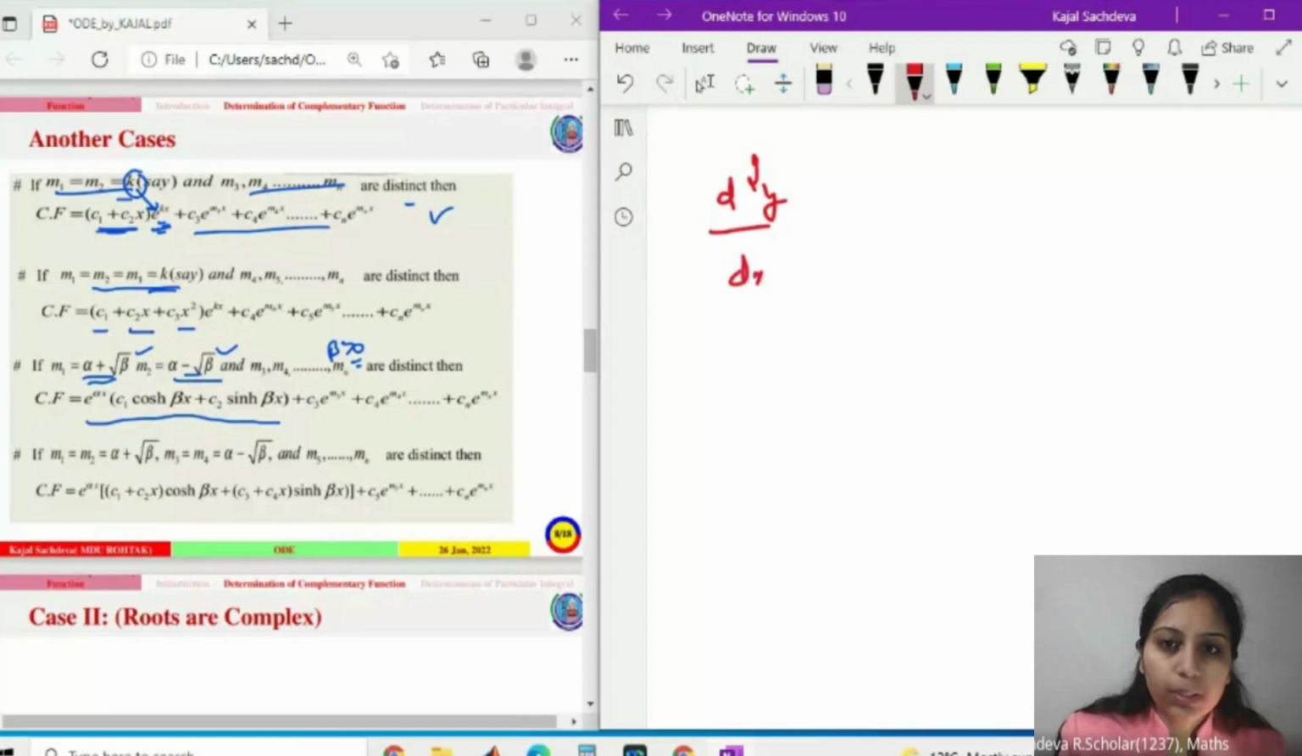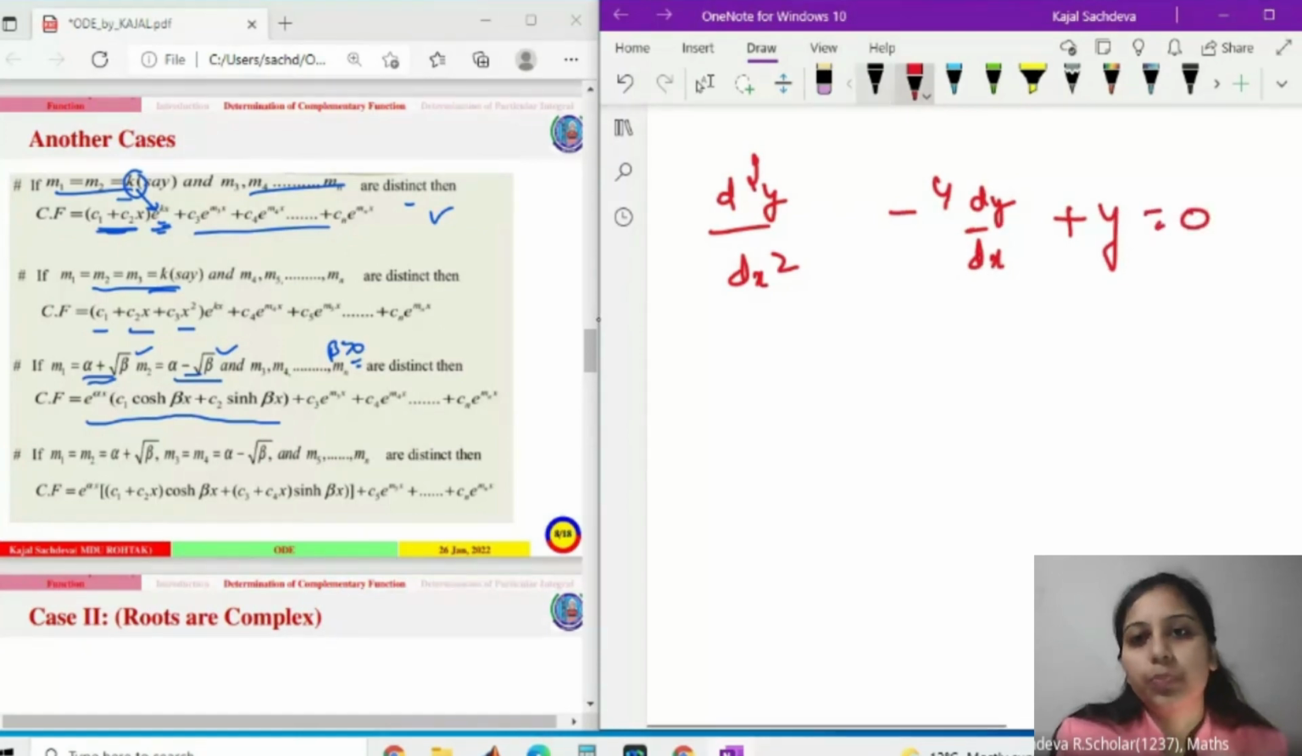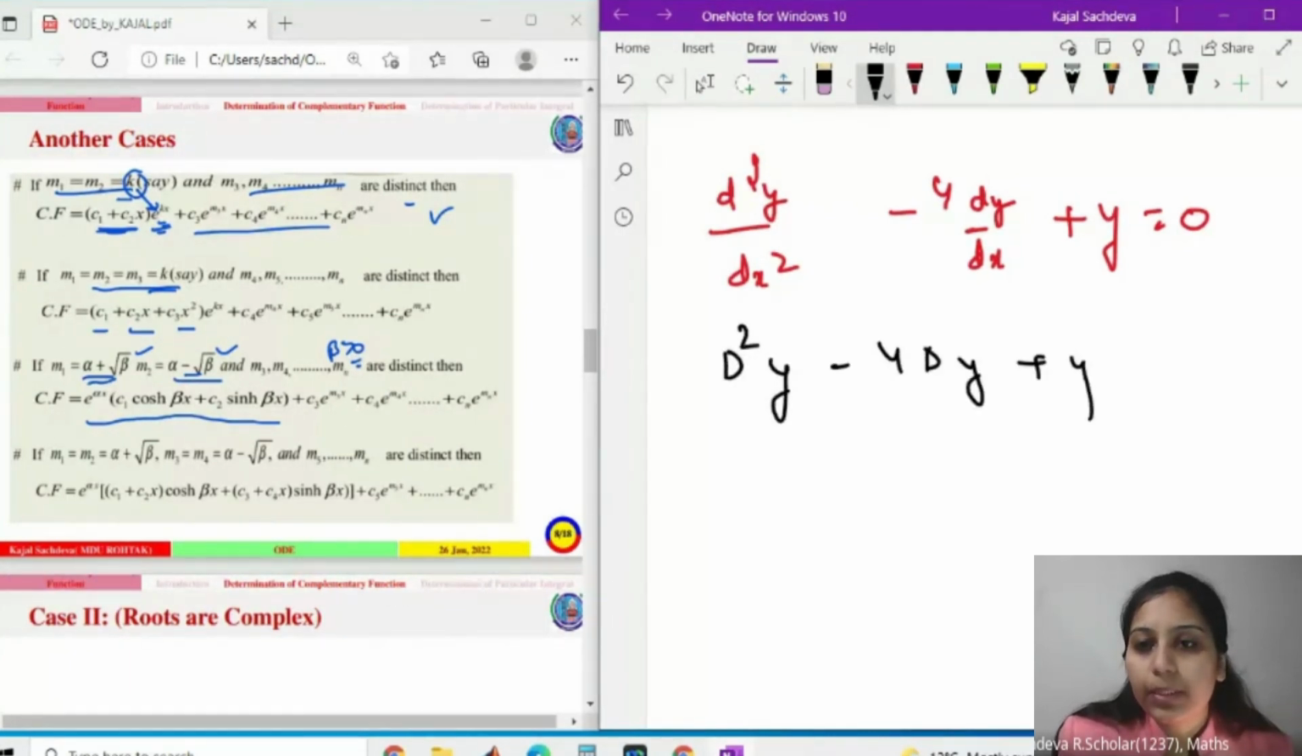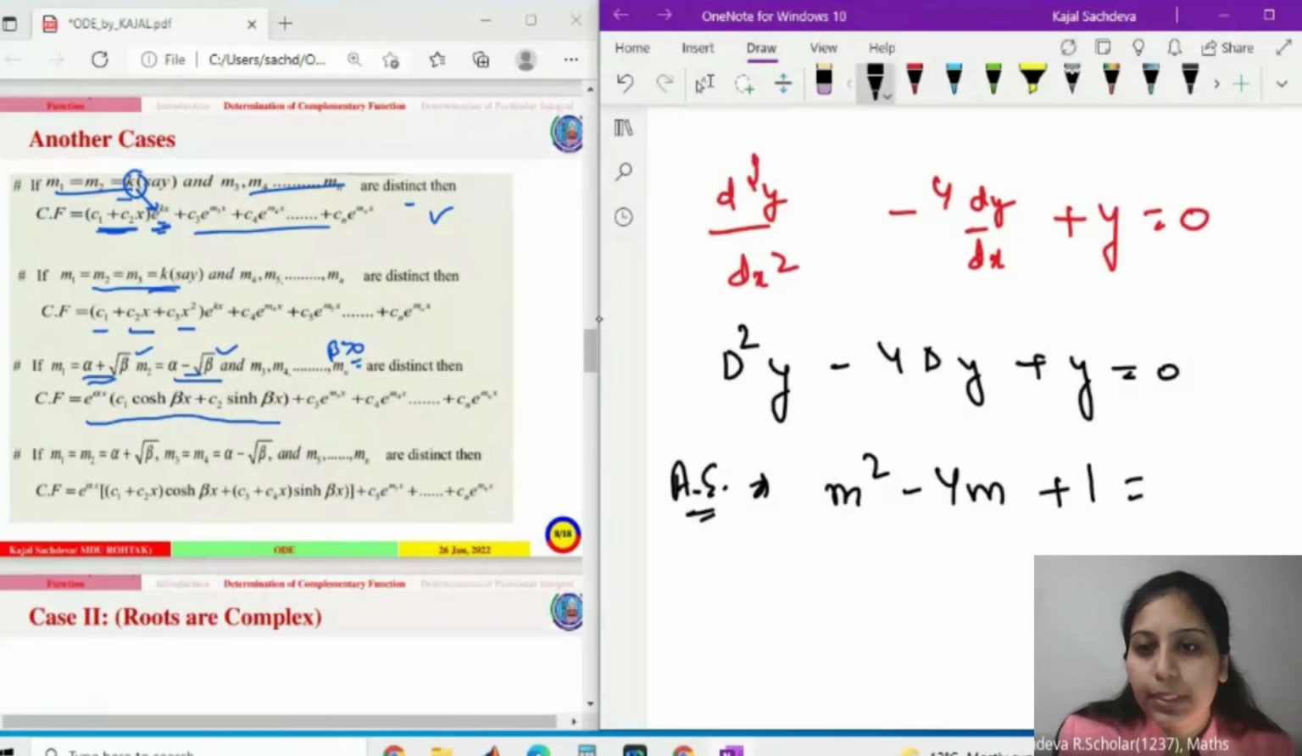d²y/dx² minus 4 dy/dx plus y is equal to 0. When we solve this example, write it in symbolic form: D²y minus 4Dy plus y is equal to 0. So we can write the auxiliary equation, just replacing D by m: m² minus 4m plus 1 is equal to 0. This is the quadratic equation, and we can find the roots easily by the discriminant way.